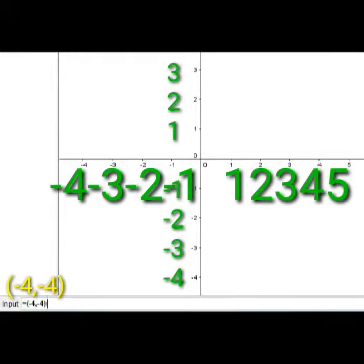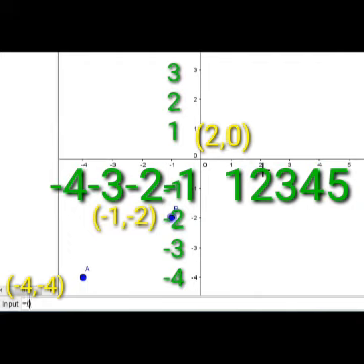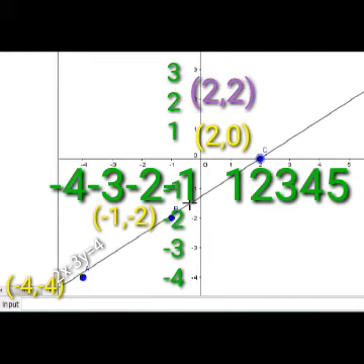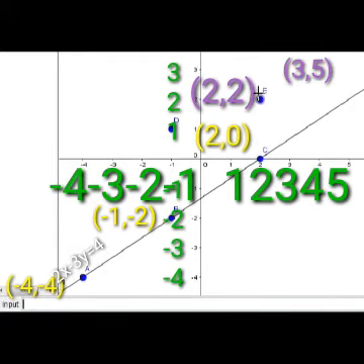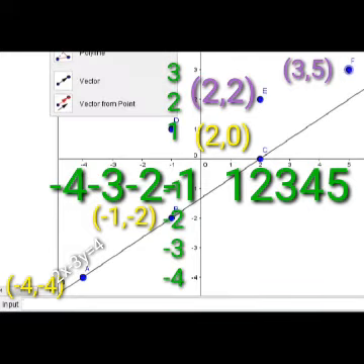Now we take the points on the graph. The first point is minus 4, minus 4. The second point is minus 1, minus 2. And the last one is 2, 0. Draw a line that passes through these 3 points. In the second table, the first point is 2, 2, then 3, 5 and 4, 8. And draw a line passing through these 3 points.